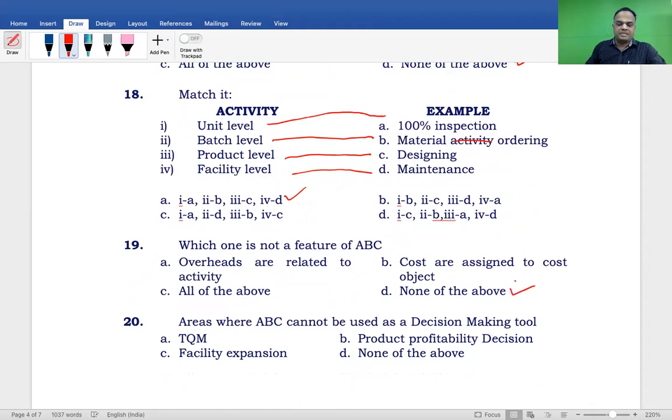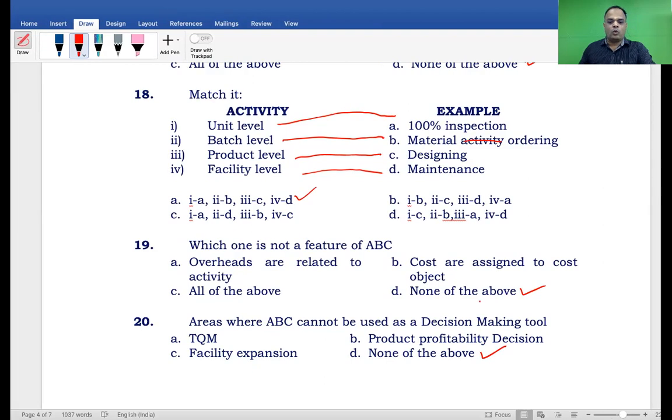None of the above. Area where ABC cannot be used as a decision-making tool. TQM, yes, they can apply ABC as a decision-making tool. Product profitability decision, yes, ABC will be used. Facility expansion, yes. Therefore, none of the above. TQM represents total quality management.